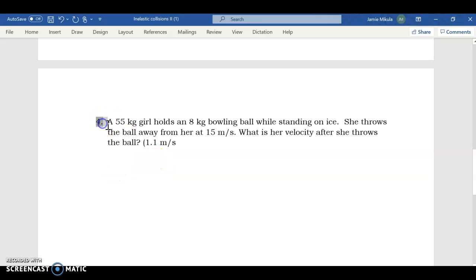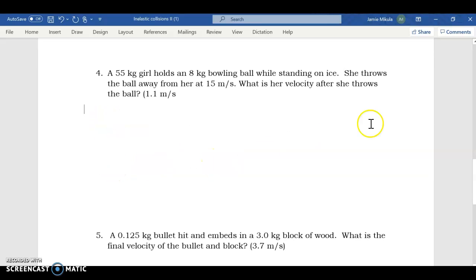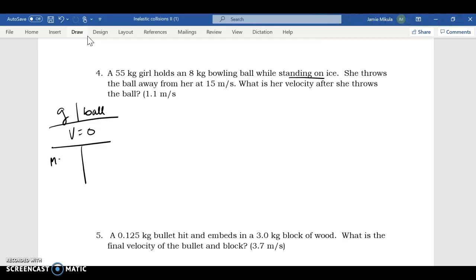Oh, that should be a 4. There we go. All right, so number 4, a 55 kilogram girl. So we have a girl who's holding a ball. All right, they both start at rest. Let's see if they start at rest, actually. Yeah, she's standing on ice. They're not moving. So she's at rest with a ball. Her mass is 55, and the mass of the ball is 8.